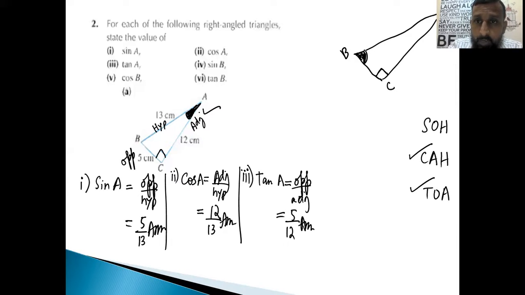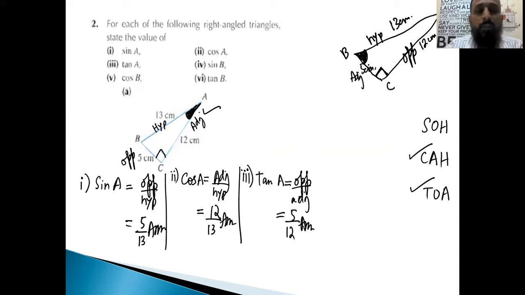Now if I'm considering this angle B, the side in front of this angle B is the opposite side. That is already given to us as 12 centimeters. Side AB, in front of this 90-degree angle, is the hypotenuse, and the value is given to us as 13 centimeters, boys and girls. And the side BC is the adjacent side, and the value of this is also given to us as 5 centimeters.